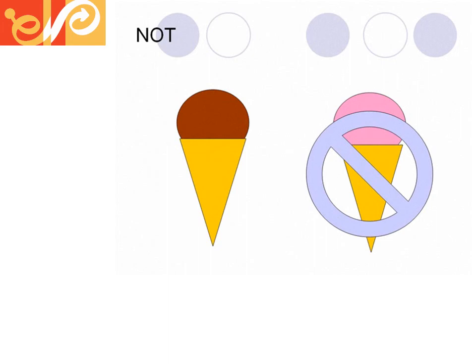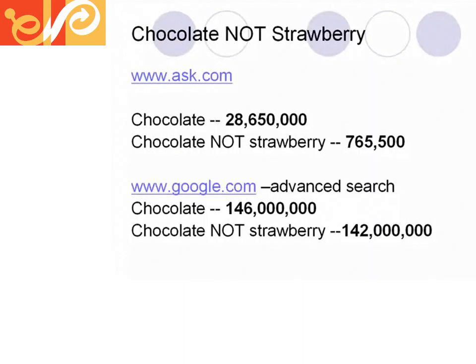Using the Boolean NOT operator will eliminate a term from your search. One month, Auntie M's customers ordered lots of chocolate ice cream, but not strawberry. Because Google doesn't support full Boolean searching on its front page search box, I used a different search engine, Ask.com, to get the results figures for a chocolate NOT strawberry search. I then used Google's advanced search and asked it to first search for chocolate and then search for chocolate without the word strawberry.